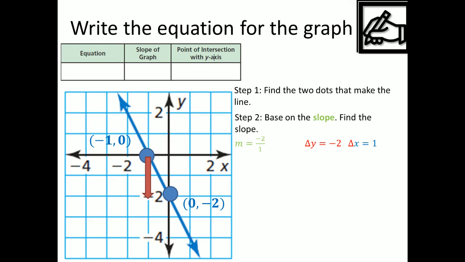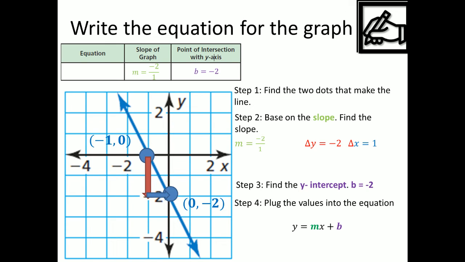Alright, based on the slope, I can find the slope. What did I do? I went down 2, then across 1. So the down 2 is the reason why it is delta y equals negative 2. And to the right, it's your delta x that is equal to 1. Okay, so your slope is equal to negative 2 over 1. Your y-intercept here is this value of negative 2. So it's b equals negative 2.